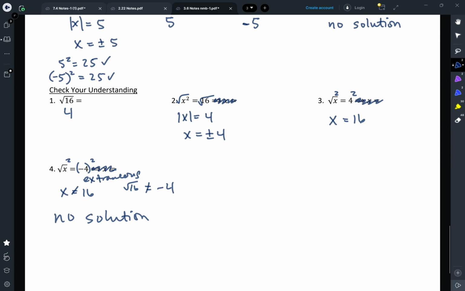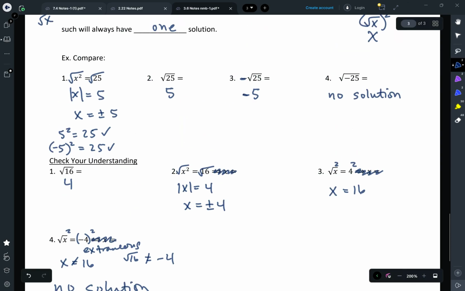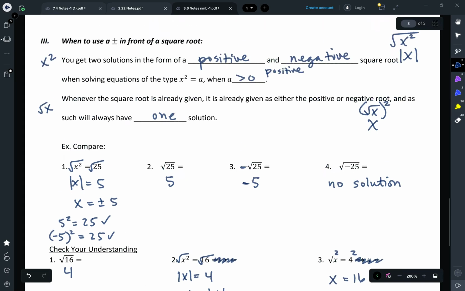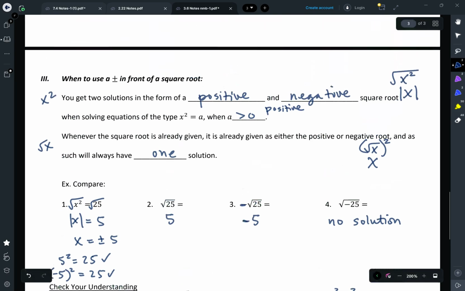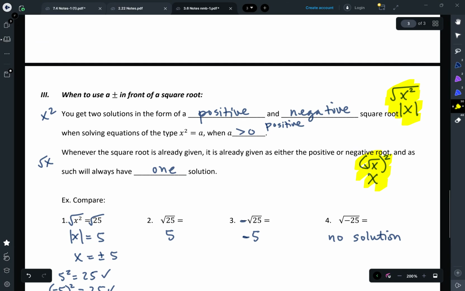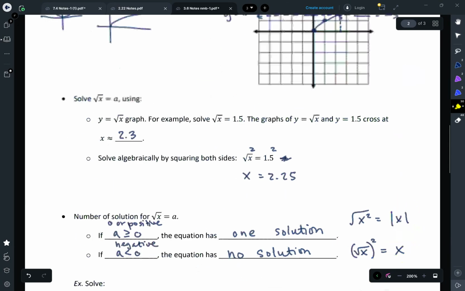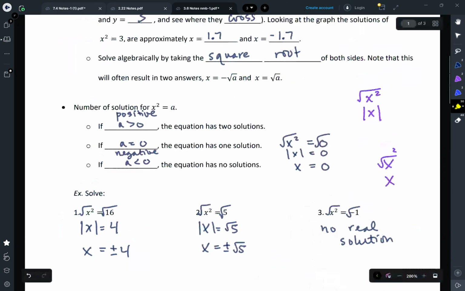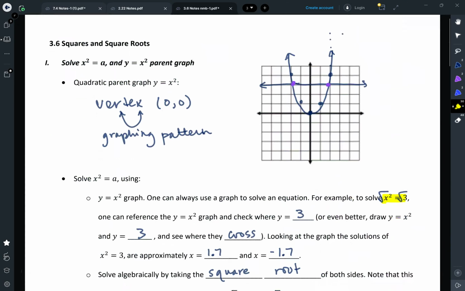So not a lot of new stuff today. We've kind of looked at solving all along and have been thinking about this. It's just we're formalizing it this time. The big thing is when we get 2 answers, when we get 1 answer. So be really careful as you solve. They're going to be all mixed together. And as always, if you need help, please make sure you ask.